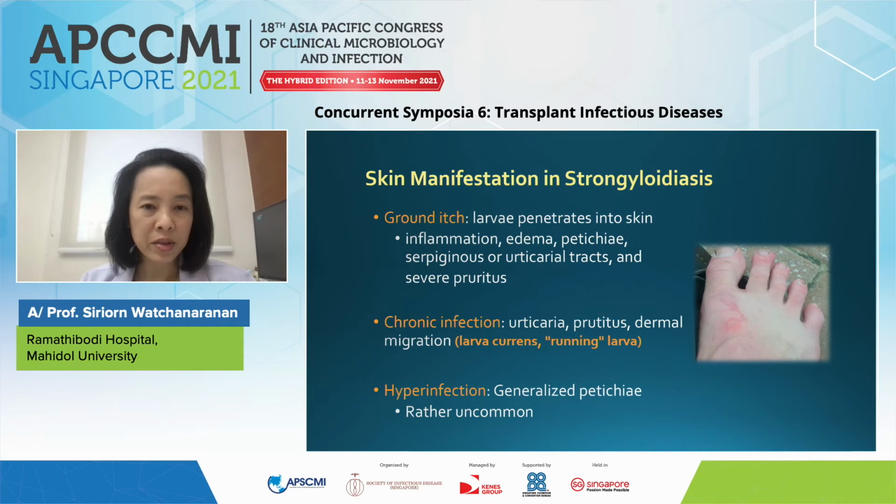This is a skin manifestation of Strongyloides, seen not only in competent hosts, but also in compromised hosts. You can see ground itch, or the larva penetrating into the skin, which causes inflammation and edema. Sometimes you can see urticarial tracts as well. Severe pruritus can be seen. For chronic infection, one can see what they call larva currens, urticaria, pruritus, or dermal migration. For hyperinfection, it's generalized petechiae as shown in the previous case, but it's rather uncommon. Next slide, please.